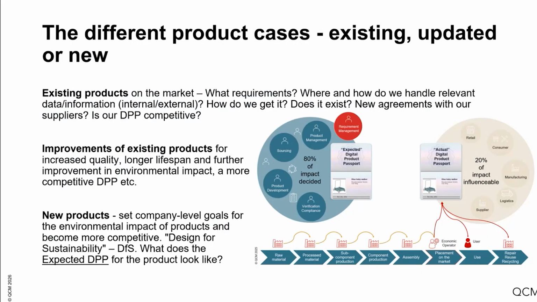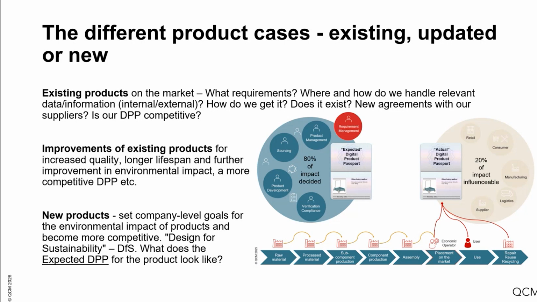Then we have a different product case set: existing, updated and new. Of course, you have different situations on how to collect information. When you have existing products, then you check your requirements and then you create the information that you already have, and maybe you need to create some new or find. You need to find your information that's probably available in your company, but if it looks like the image we had earlier, it might take some time.